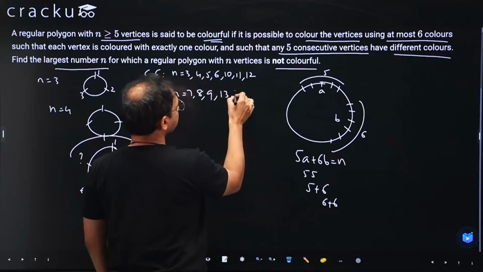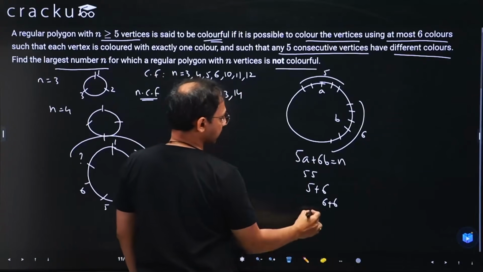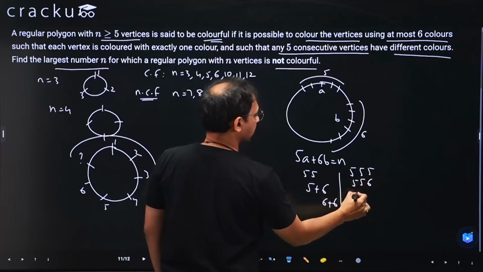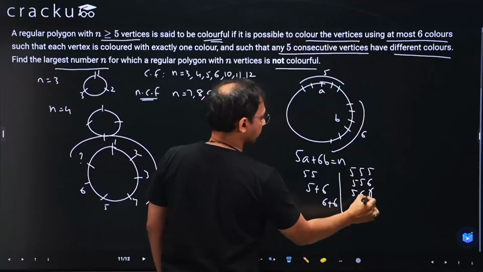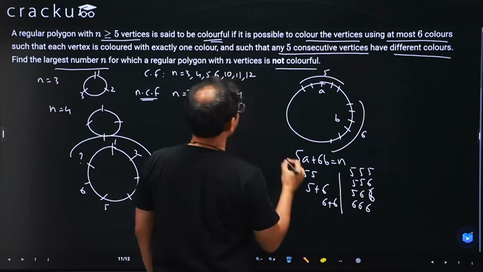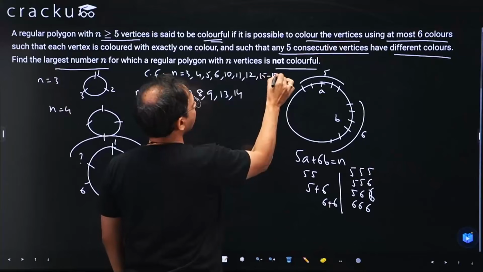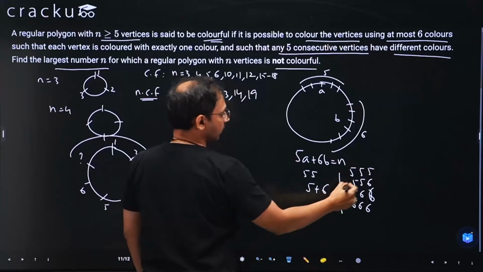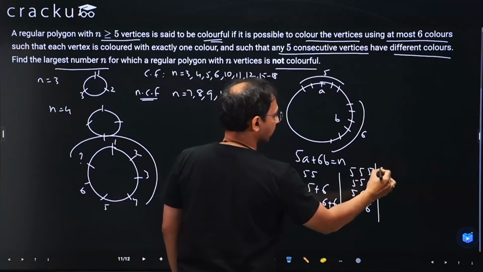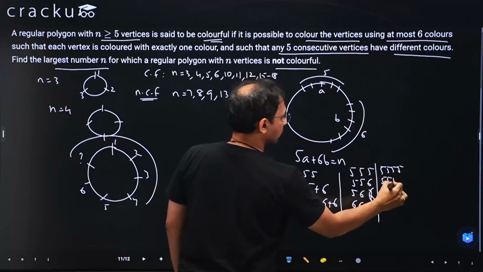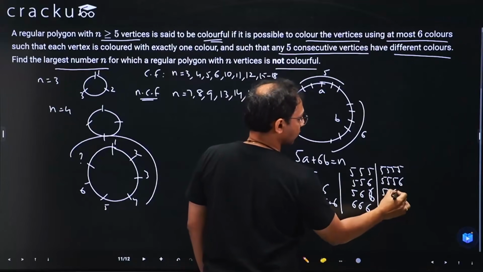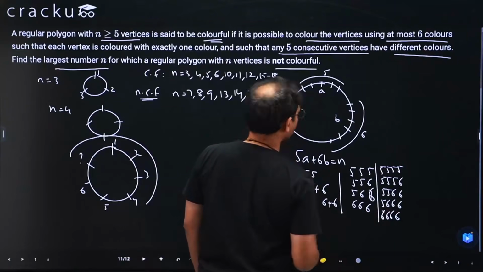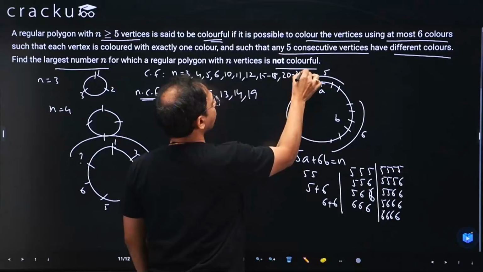14 I can't generate. 15 I can generate: 5, 5, 5. 16 I can generate. 17 is okay. 18 is also okay. So 15 to 18 I can generate. 19 I cannot generate. 20 I can generate by adding one 5 here. This is 21, 22, 23, and 24. So 20 to 24 I can generate.